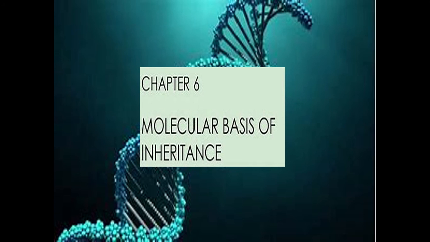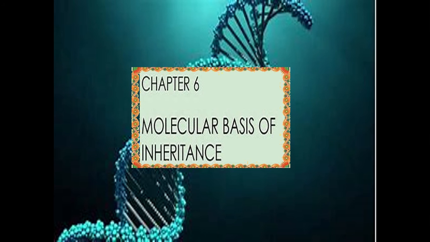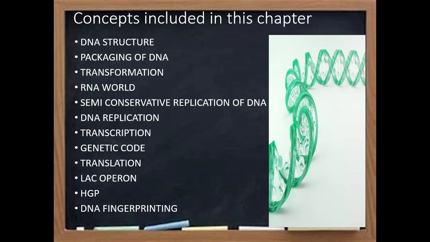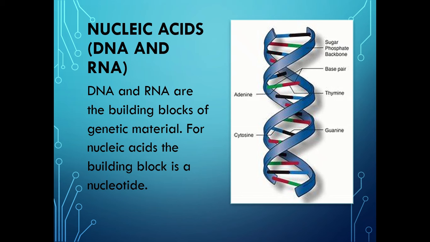Hello students, today we will start chapter number 6 of class 12th biology, that is molecular basis of inheritance. The concepts included in this chapter are DNA structure, packaging of DNA, transformation, RNA world, semi-conservative replication of DNA, DNA replication, transcription, genetic code, translation, lac operon, HGP, that is Human Genome Project, then DNA fingerprinting.